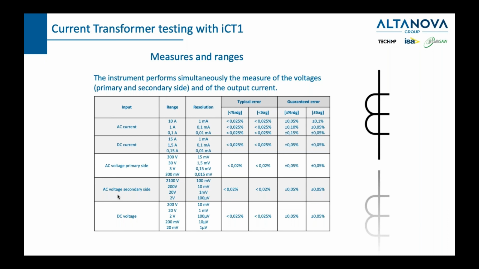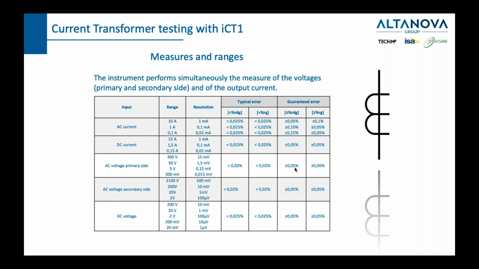For example, when we do a ratio test, what we actually do is generate voltage on the secondary side and measure the voltage on the primary side. That's important. You will see that in the video. You can see that the typical errors here are very small, 0.02. Well, let me be blunt, the guaranteed are somewhat bigger, but still it's 0.05. So with this, you are free to test more or less all types of your current and voltage transformers, whether they are protective or metering CTs.